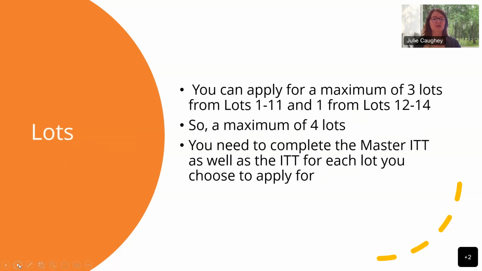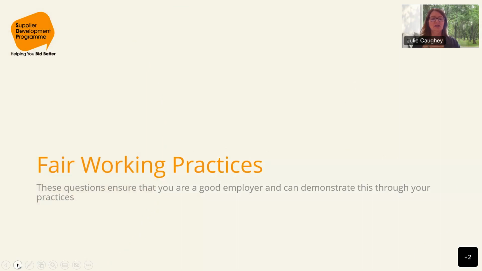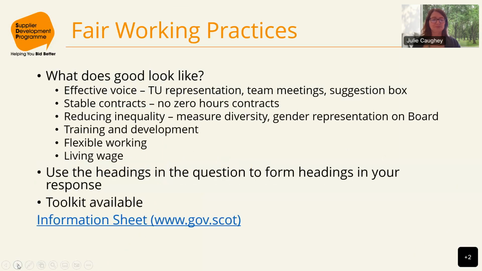We've already covered the lots and the maximum number of lots that you're required. Fair working practices. In terms of the sort of things that FLS will be looking for, they've already given quite a lot of detail in the question, which is really good. But if, for example, the effective voice, you might have staff who are in trade unions, and that's fine, or there may not be a trade union that's relevant. So what else do you do to give the staff an effective voice?